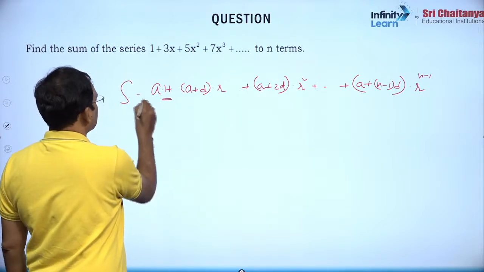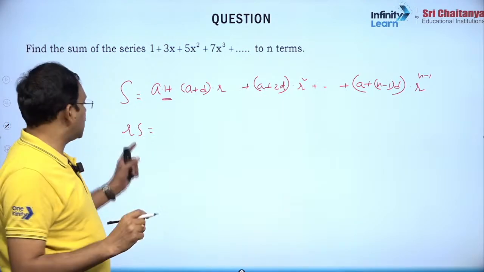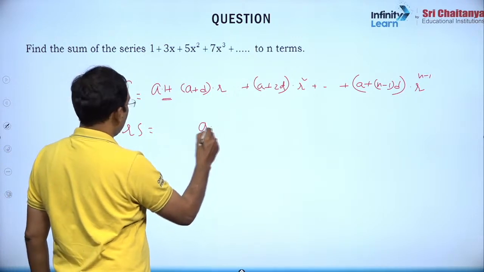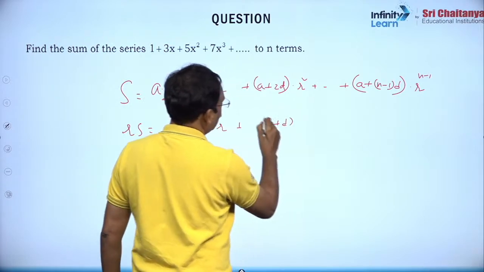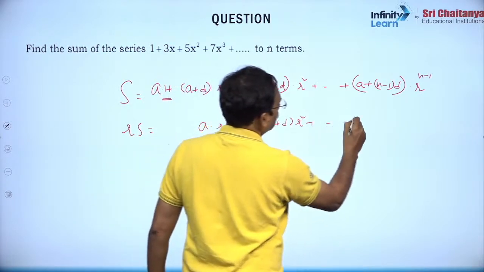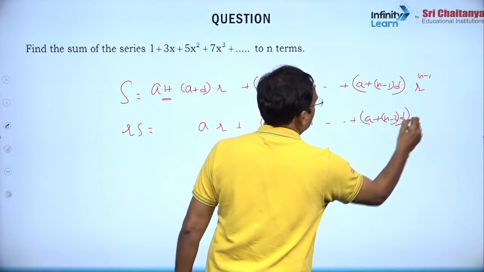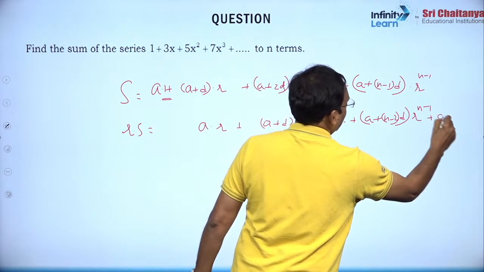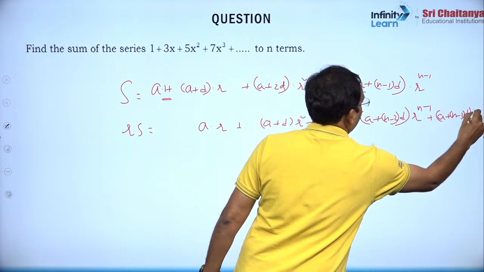Now, if this is the sum S, what you need to do is one technique, try to remember: just multiply S with r, so that a becomes a into r, this becomes (a plus d) into r square, and so on, this becomes (a plus (n minus 2) d) into r power n minus 1, plus the last one, (a plus (n minus 1) d) into r power n.